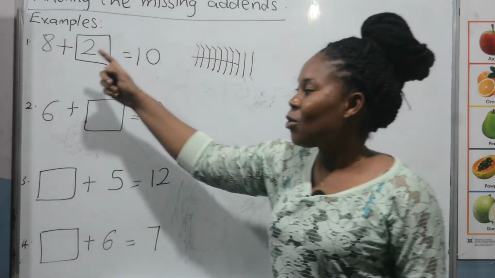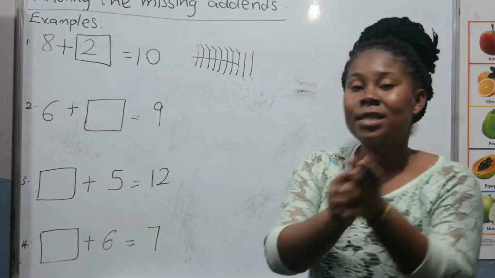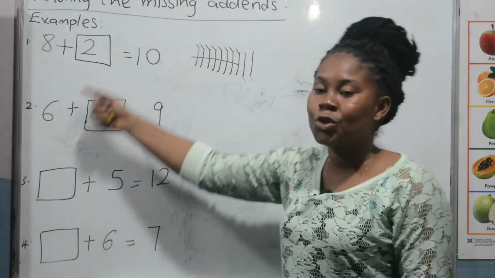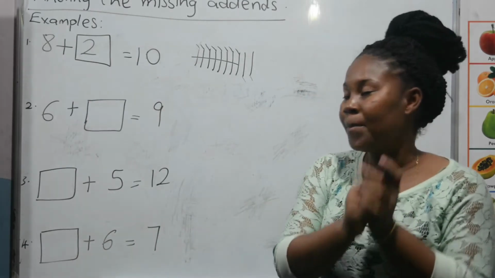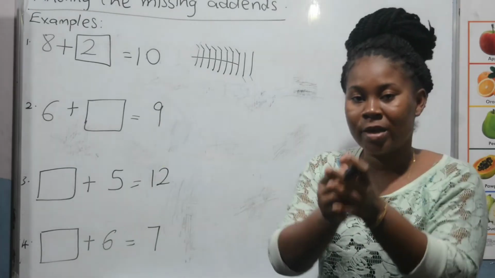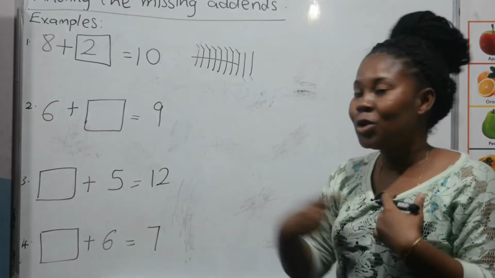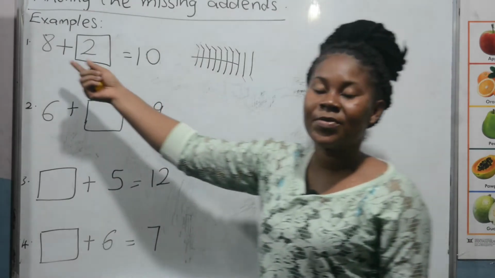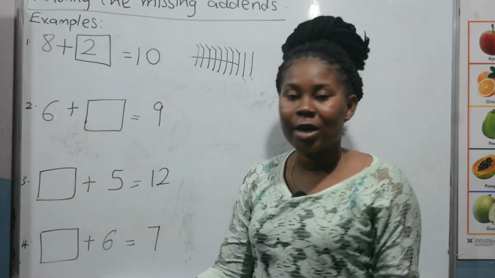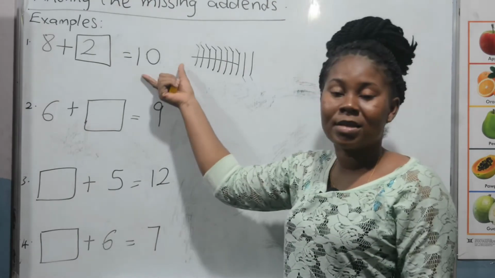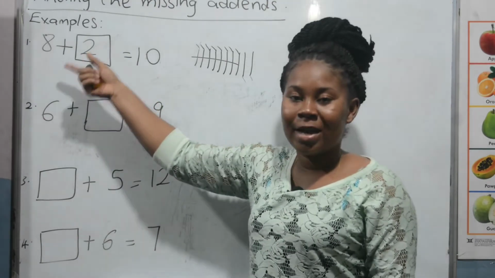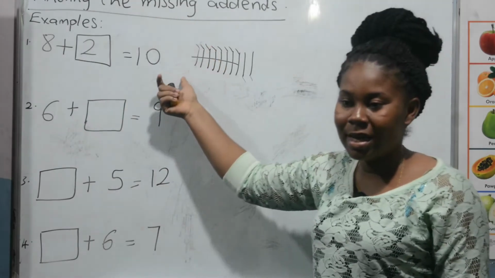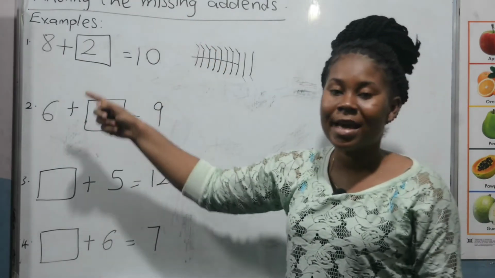So it means Kofi was having 8 pencils and then Ajua was also having 2 pencils, and they brought all of them together and they gave them to Auntie. So now Auntie is having how many pencils? 10. So it means when you have 8 and then 2 and you put them together, you will get what? 10. So 8 plus 2 will give you 10. Now let's move on to the next example.